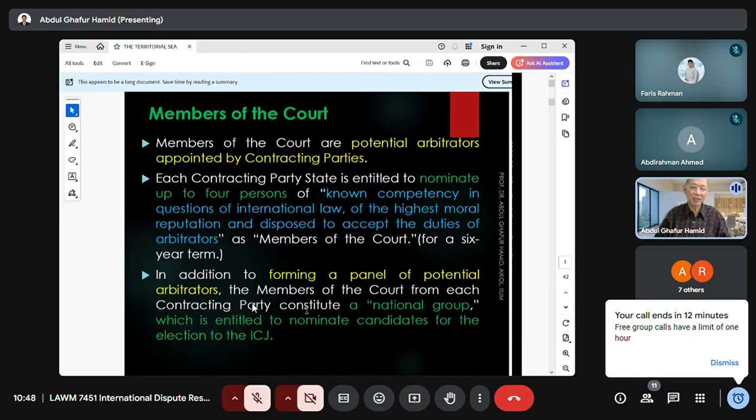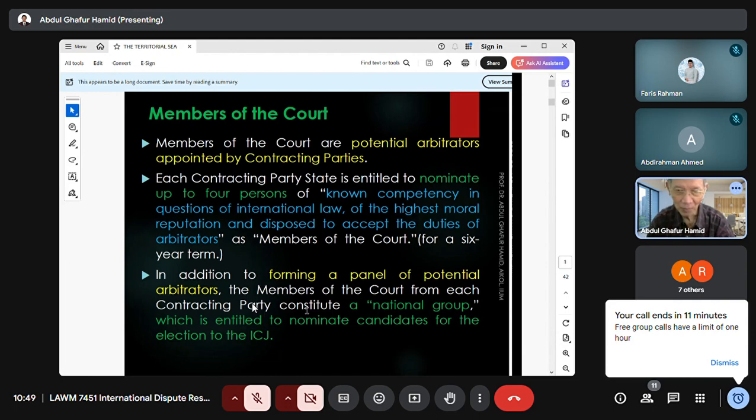For example, the Malaysian government chose four experts as members of the PCA. These four Malaysian members, four arbitrators or four members of the court, form a national group, the Malaysian National Group. And this national group has the power to nominate candidates for the election of judges to the ICJ. This is their power and function.